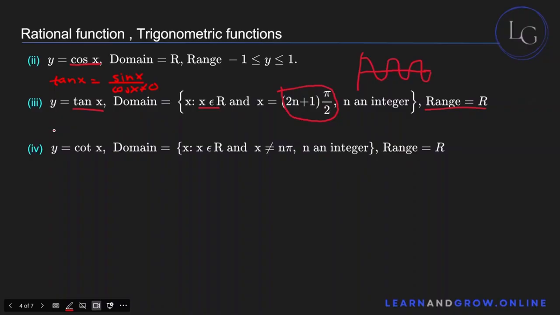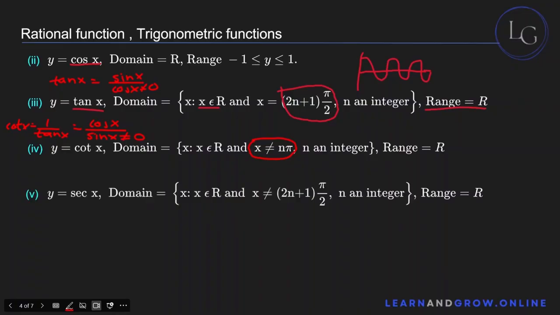Similarly, you have cotangent of x, which is just the reciprocal, so it is 1 over tangent of x, right? So cotangent of x is equal to 1 over tangent of x, and that will be equal to cosine of x over the sine of x. And as you know, sine of x here must not be equal to 0, and at every single multiple of pi, sine of x is equal to 0. Hence, it is not in the domain of this function. But again, the range is all real numbers.